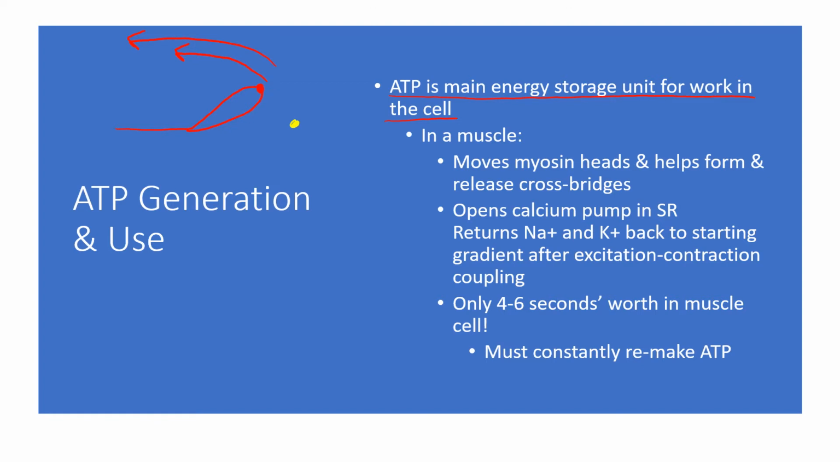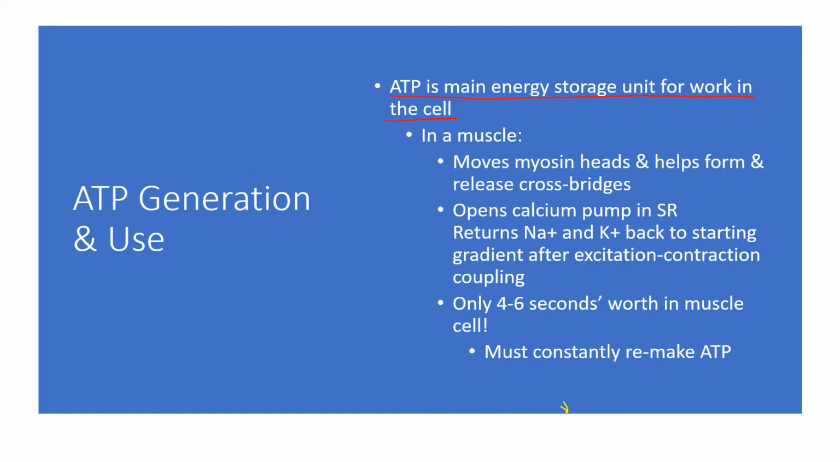That ADP will pop off. Your myosin head will release from the actin binding site, and then a new ATP will come in and recock that myosin head in a ready formation. So ATP, in its original form, will get the myosin head ready for the cross bridge formation. The energy released when you pop that phosphate off of ATP to make ADP is used to pull the myosin head forward.